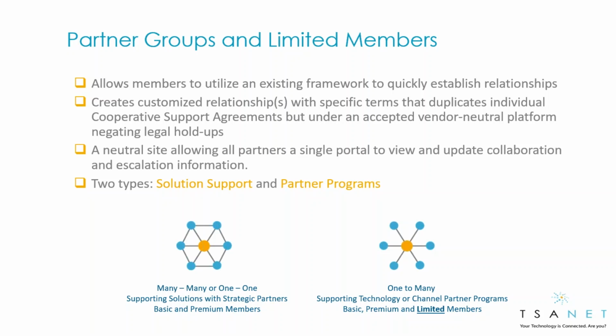that we've already got in place, so you don't have to go create separate CSAs. You've got a neutral site, so you've got one place for everybody to go to see how they're going to engage other partners, one place for everybody to update that information. And then again, I think the key piece on this slide, before we go into the specifics of each partner group, is to understand TSANet is the basic and premium.